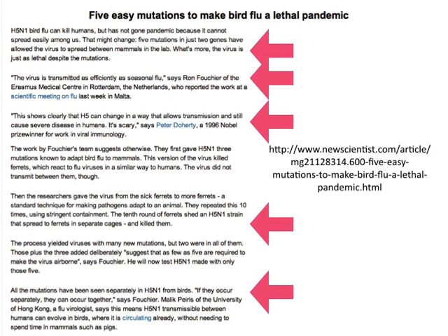All right, so they describe here 5 mutations in 2 genes allow the virus to spread between mammals. What's more, the virus is just as lethal despite the mutation. So hold on to that, just as lethal, okay? The virus is transmitted as efficiently as seasonal flu. And then this fellow, Peter Doherty, he won a Nobel Prize for immunology. This shows clearly that H5 can change in a way that allows transmission and still cause severe disease in humans.